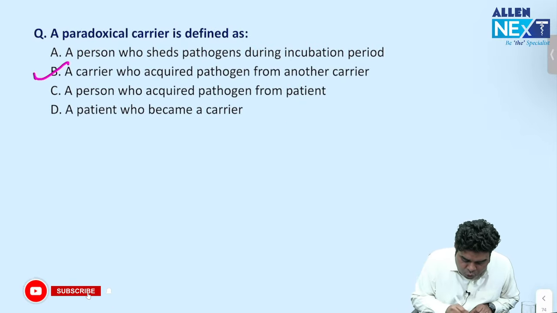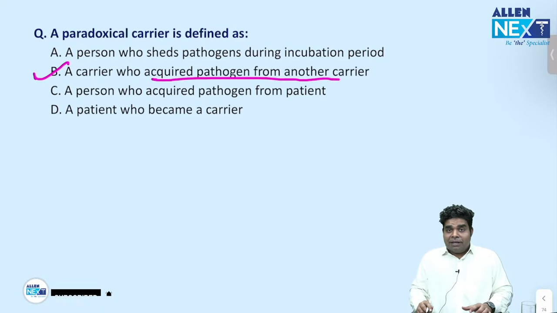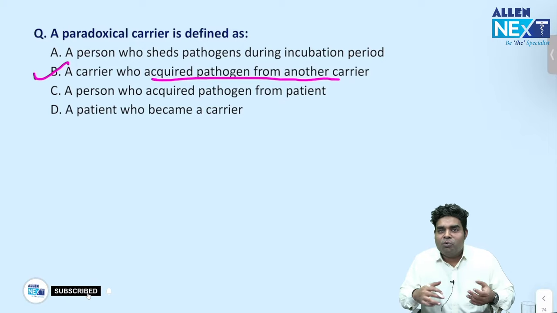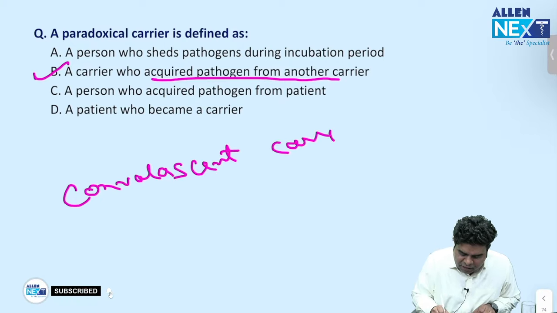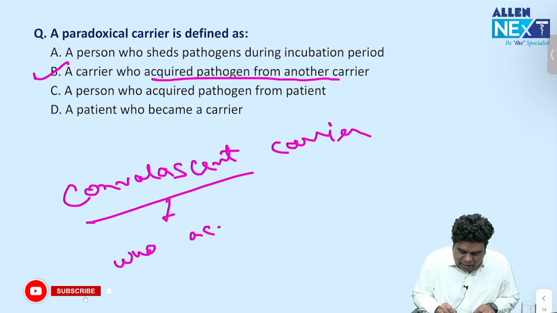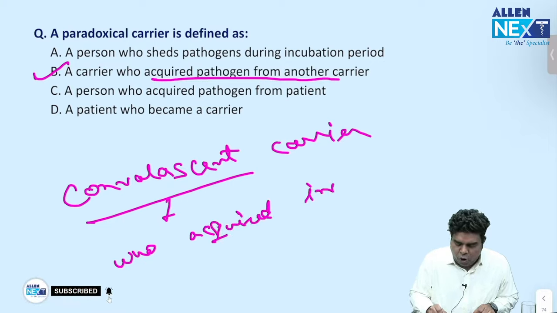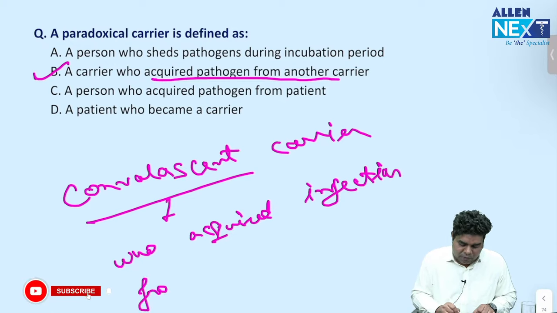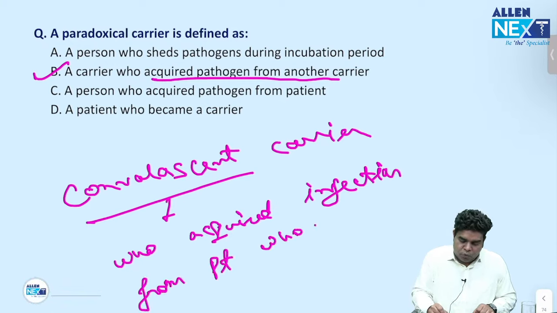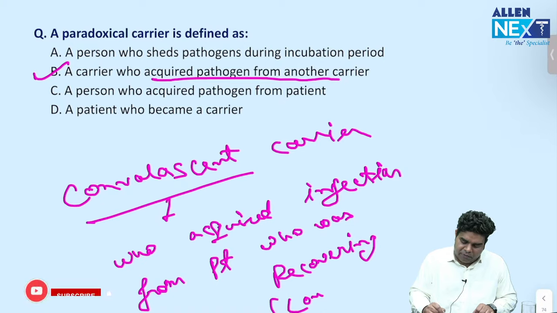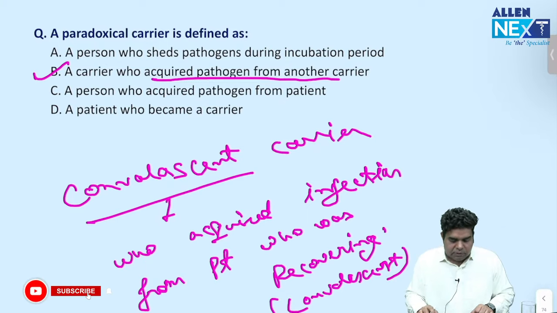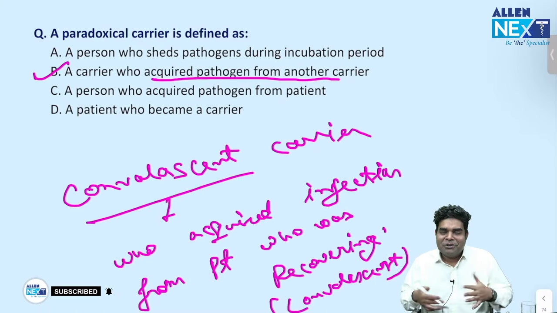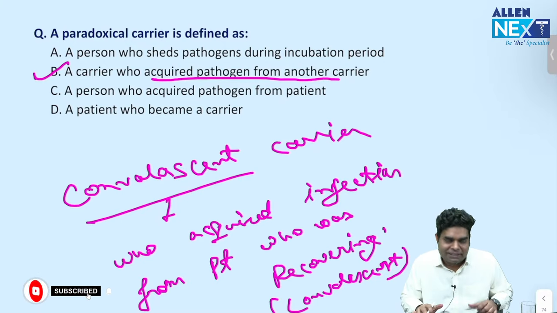Paradoxical carrier is the one who acquired pathogen from another carrier. So you got infected from someone who had no symptom of it. Similarly, there is also one more thing, convalescent carrier. Convalescent carriers are those who acquired infection from the person who was recovering, from a patient who was in convalescent phase. So recovering means convalescent, and from the convalescent phase you got infection, so that is convalescent carrier. Paradox means unexpected. You got infection not from a patient but from a carrier, that's why it is paradox.